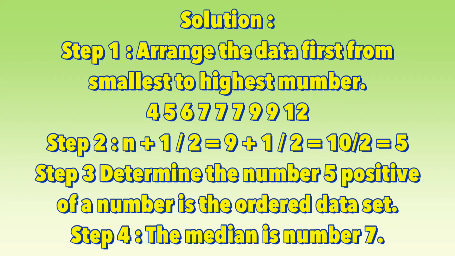In step 2, we have to use the formula n plus 1 over 2. And the given sample size is 9, so 9 plus 1 divided by 2 equals 10 divided by 2. That's why 10 divided by 2 equals 5.